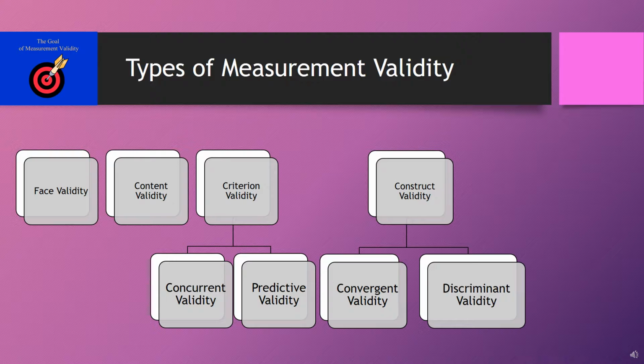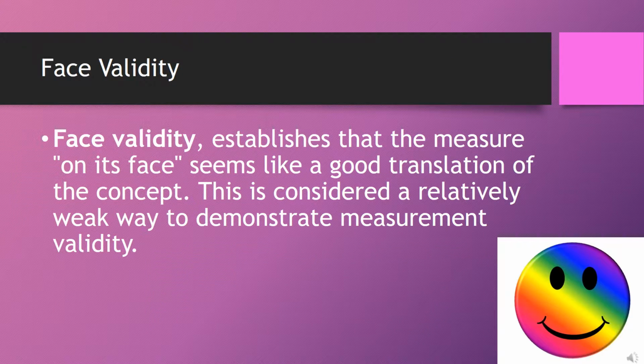Types of measurement validity. Measurement validity refers to the extent to which measures indicate what they are intended to measure. Measurement validity can be assessed by 4 different approaches: face, content, criterion, and construct validity. Face validity establishes that the measure on its face seems like a good translation of the concept. This is considered a relatively weak way to demonstrate measurement validity.